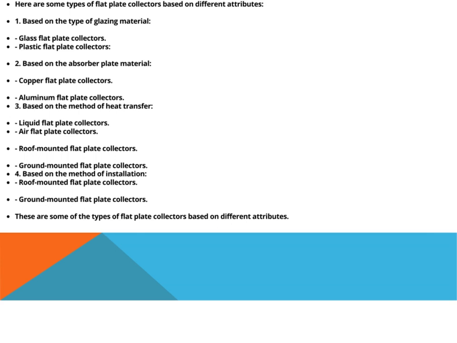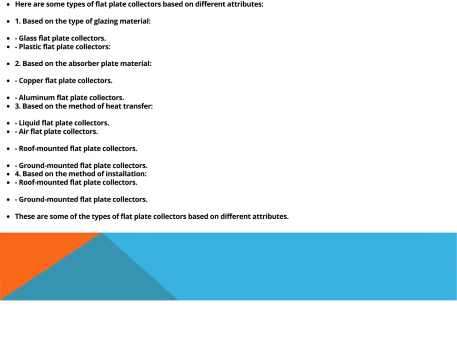Then there are some types of flat plate collectors based on different attributes. The first one is based on the type of glazing material. Here we have glass flat plate collectors, then plastic flat plate collectors. The second one is based on the absorber plate material. Here we have copper flat plate collectors, then aluminum flat plate collectors.